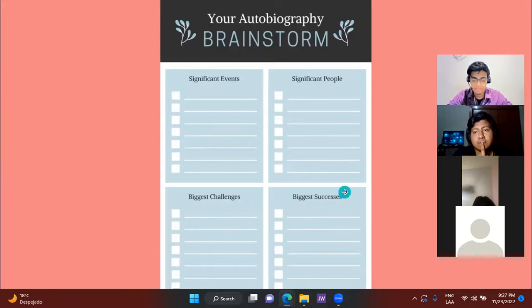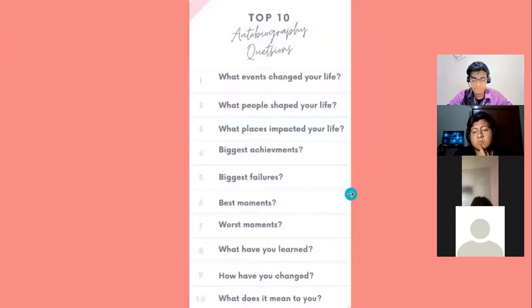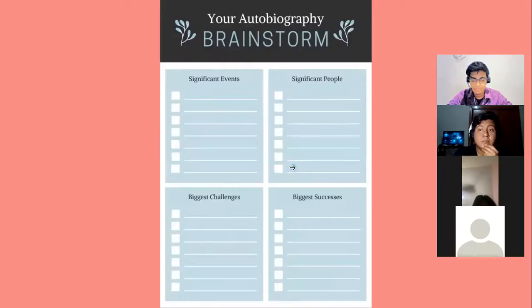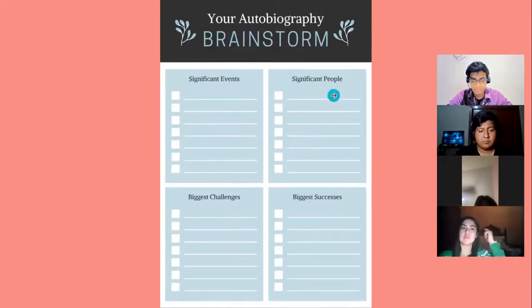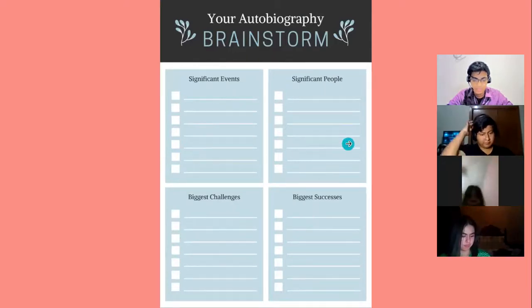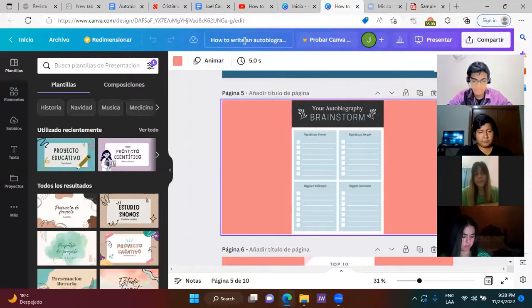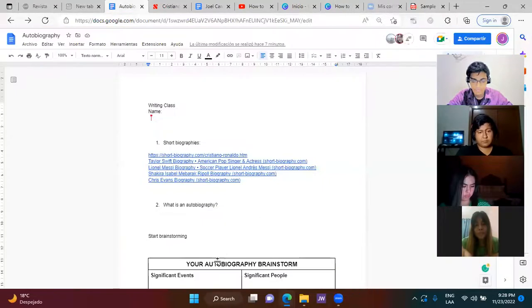We're going to have this brainstorm, but after this, we're going to ask these questions to ourselves and to a partner as well. So let's start with our brainstorm. We're going to have 4 minutes. Try to write down as much as you can. 1 minute for significant events, 1 minute for significant people, 1 minute for biggest challenges, and 1 minute for biggest successes. For this, you have the drive as well. Okay, you have it right here.